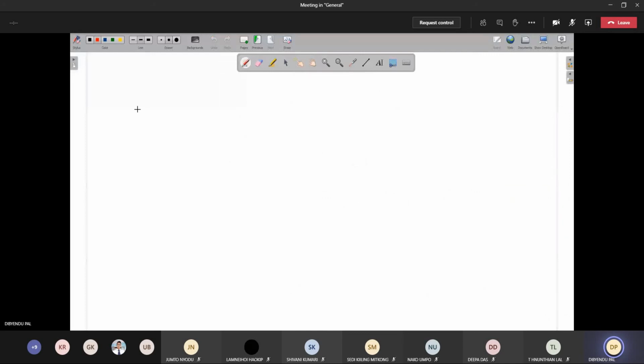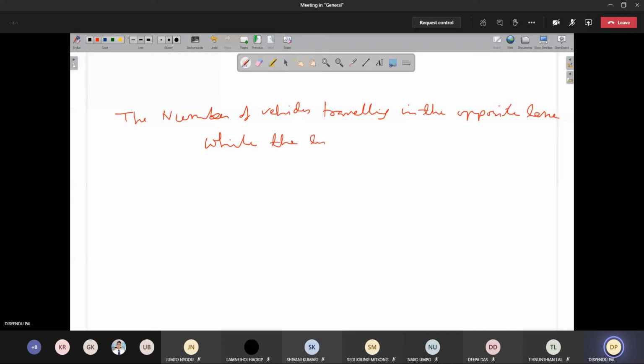Next, write down the number of vehicles traveling in the opposite lane while the test car was traveling in east direction. So that is, I'm saying as NE.